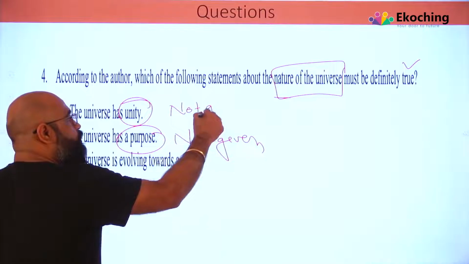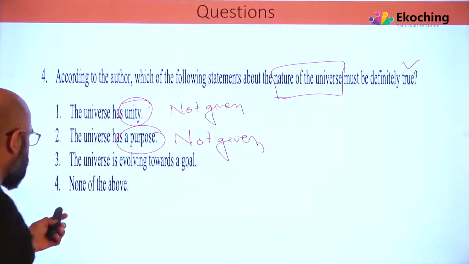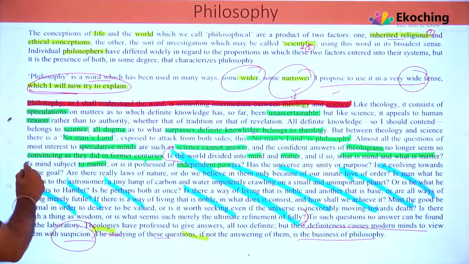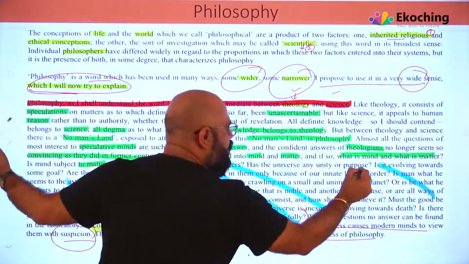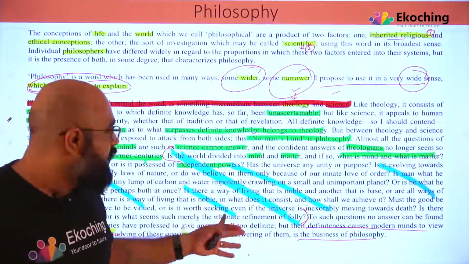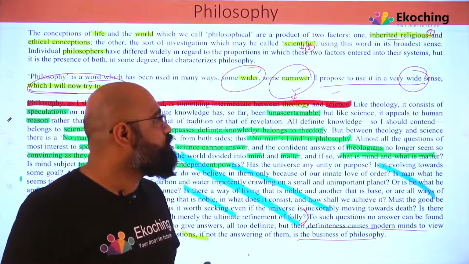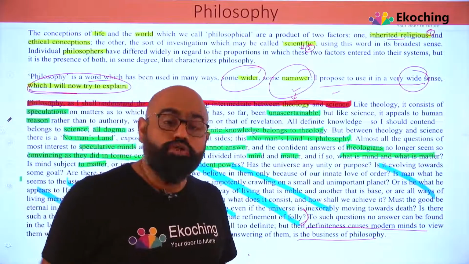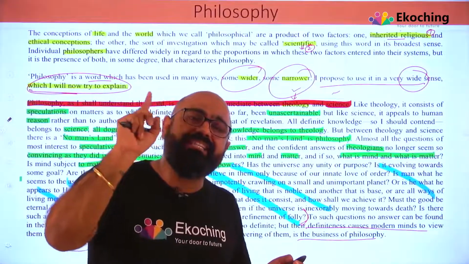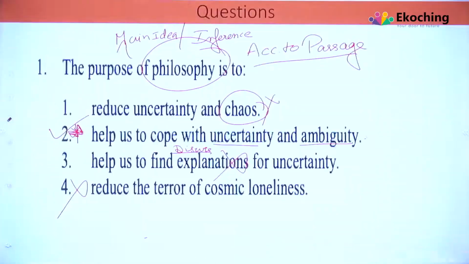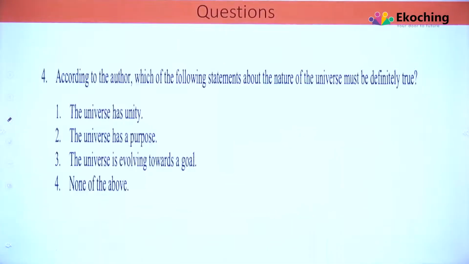In fact, if you go to those questions, I'll just go back to the questions. In all of these questions: has the universe any unity or purpose? We don't know. Has the universe unity or purpose? We don't know. So it's still that question mark. It is still that gray area. If it is still a question mark or a gray area, we can't be very sure that the universe has a unity or the universe has a purpose. We cannot say these two things.